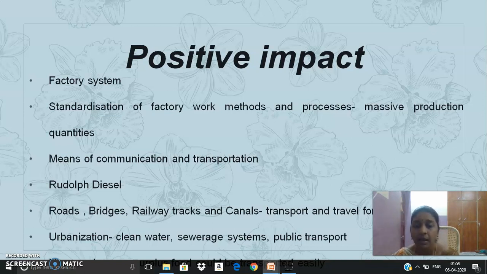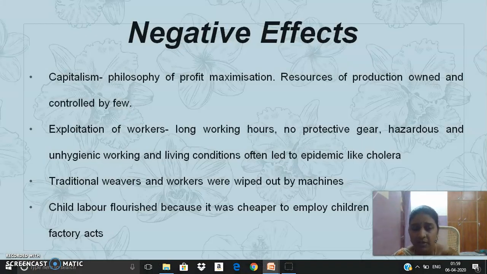Apart from the positive impact, we also have the negative effects of the revolution, where capitalism grew as an evil force, and the philosophy of profit maximization was the lead word of the day. Resource production was owned and controlled by a few who could procure and amass wealth.